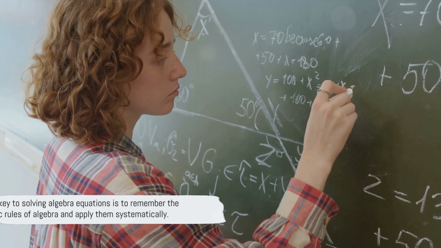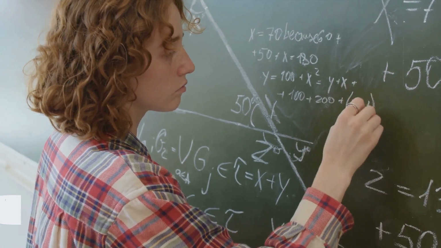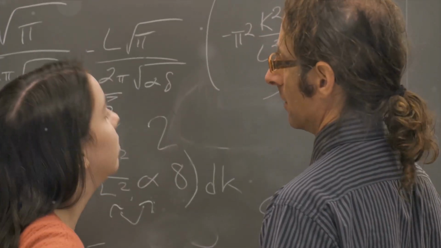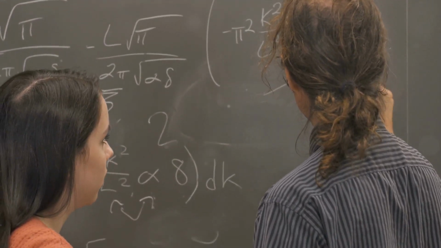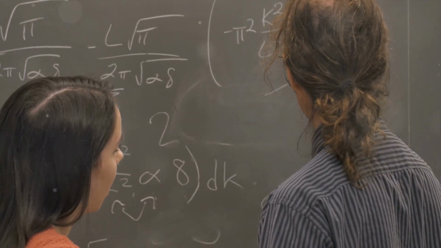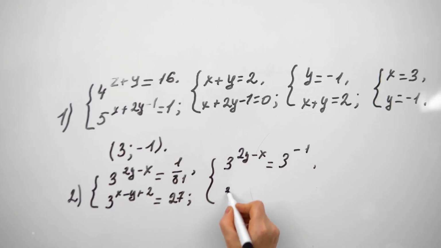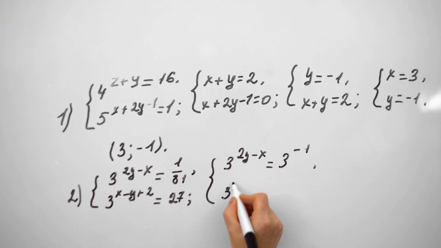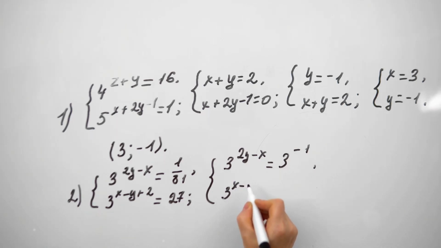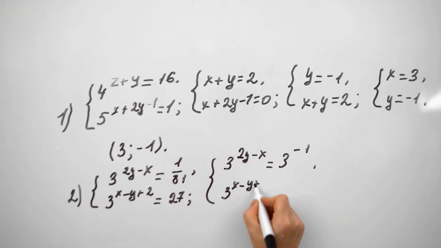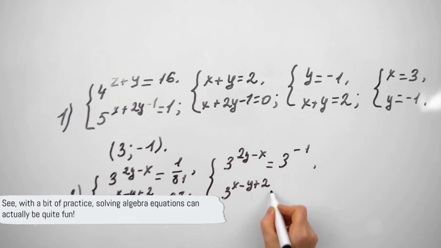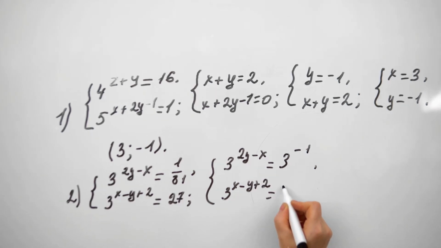The key to solving algebra equations is to remember the basic rules of algebra and apply them systematically. If you ever get stuck, go back to your basic operations. Addition, subtraction, multiplication, and division, and see how they can help you simplify the equation. Most importantly, practice as much as you can. See, with a bit of practice, solving algebra equations can actually be quite fun.